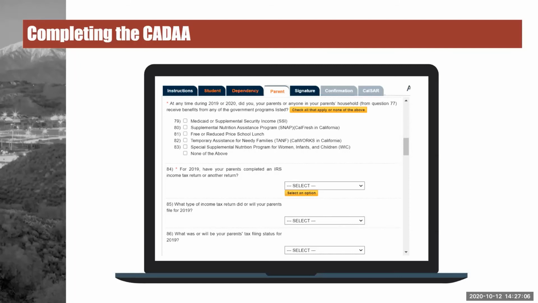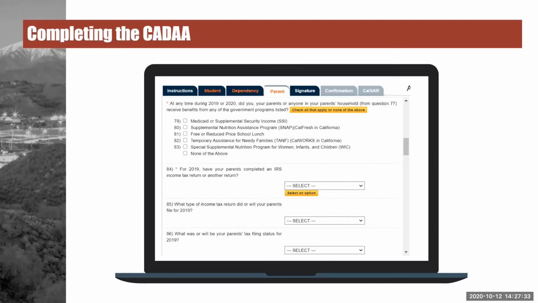Next, you will need to report whether your parents filed taxes for the 2019 tax year. If your parents did file taxes in 2019, you will need to answer additional questions, such as the type of tax return they filed, their tax filing status, and whether they filed Schedule 1. Make sure to use the Help and Hints feature for guidance if you need assistance answering these questions. You will also want to refer to your parents' tax forms in order to answer each question accurately.